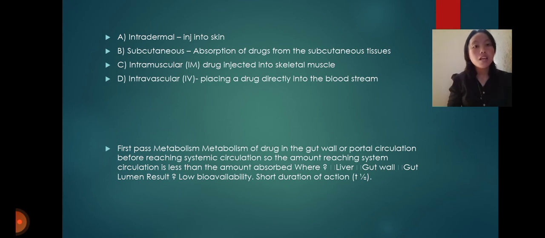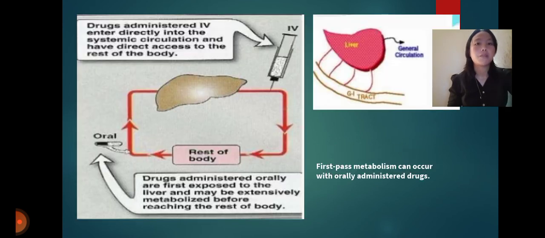So, first pass metabolism is the metabolism of a drug in the gut wall or portal circulation before reaching systemic circulation. The amount reaching systemic circulation is less than the amount absorbed, due to the liver, gut wall, and gut lumen, resulting in low bioavailability, lability, and short duration of action. So, the duration of action is short.